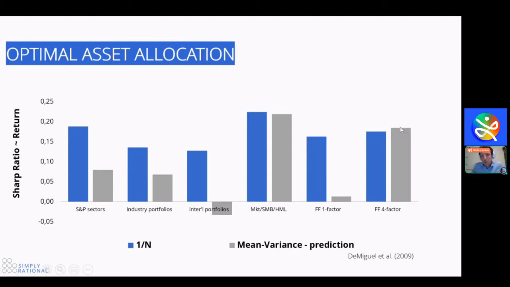Very, very rarely it outperformed the 1/n. The mean variance portfolio outperformed the 1/n, for example, in the FF4 factor market by a very little bit. Overall, 1/n drastically outperformed the mean variance prediction. Miguel, Garlappi and Uppal also calculated how much stock data the mean variance model needs in order to estimate its parameters accurately enough to make better predictions than 1/n. They arrived at 500 years.